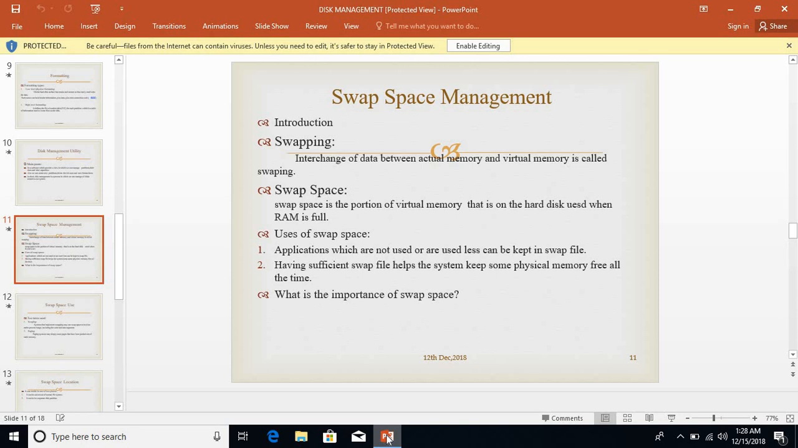Next are the uses of swap space. Swap space is used for two purposes. The first one is to create a place for low priority files or low priority processes. The second use is to create some free physical memory to prevent the system from crashing.